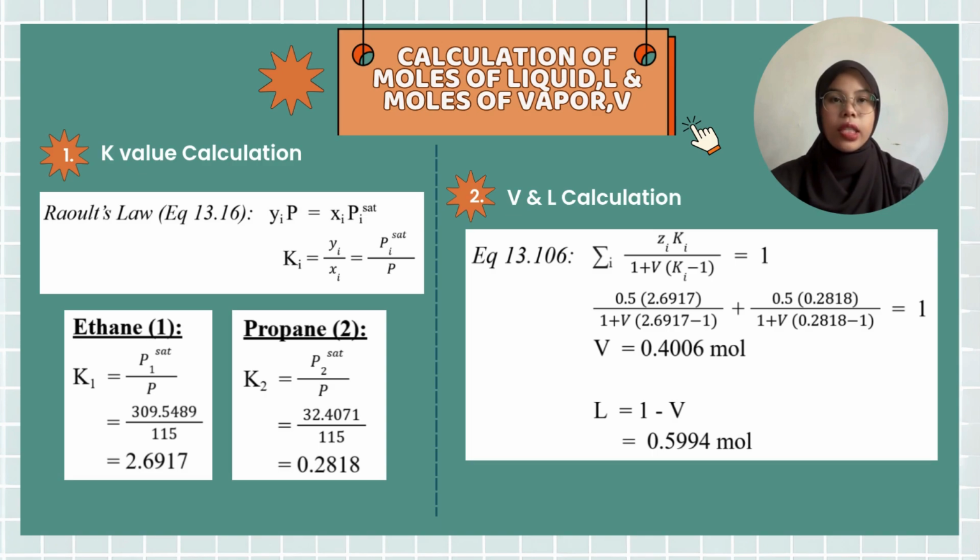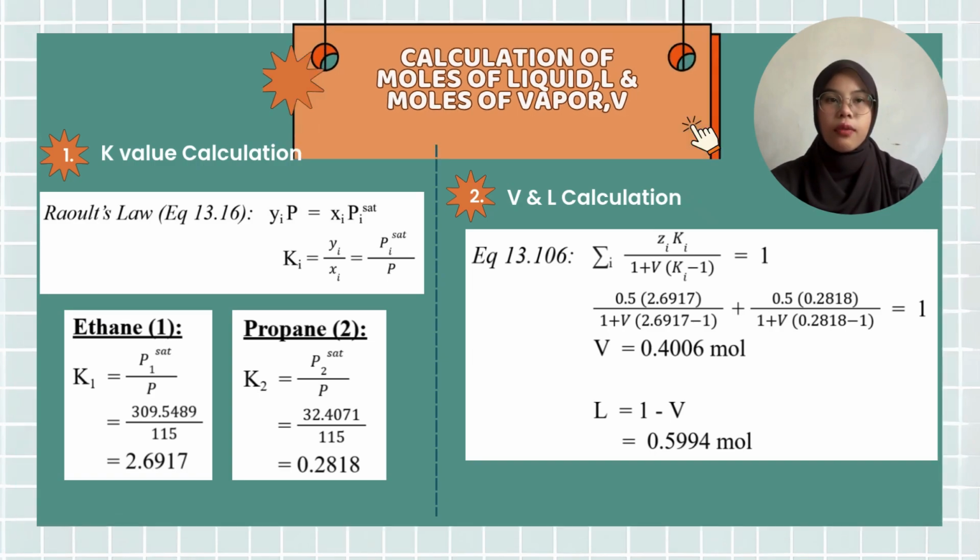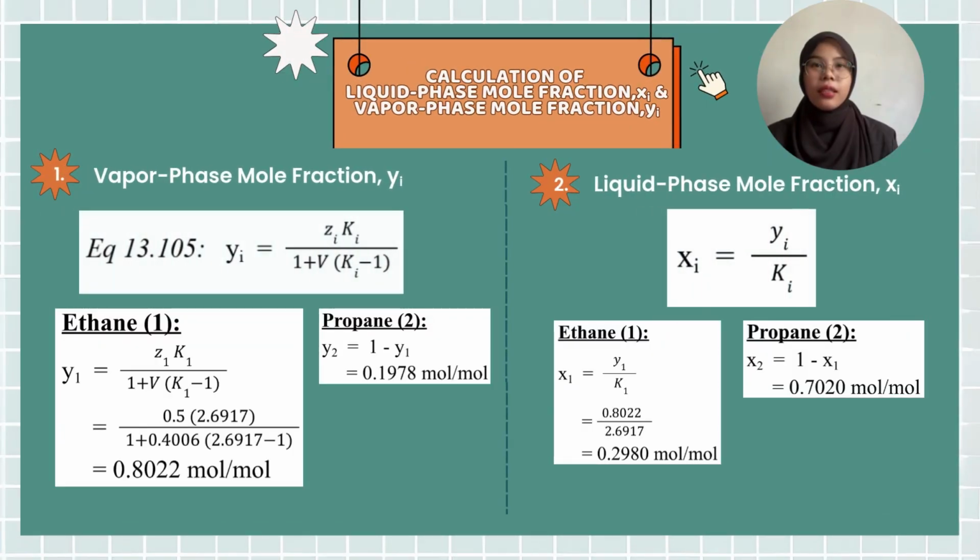Substituting all the values, we get the vapor amount V as 0.4006 mole. Since the total feed is 1 mole, the amount of liquid L is just 1 minus V, which equals 0.5994 mole. After finding V and L, we can calculate the vapor phase mole fractions using equation 13.105 from the textbook. So for ethane, substituting the numbers in, we get a mole fraction in the vapor phase of 0.8022 mole per mole. Then for propane, we can subtract ethane's mole fraction from 1.